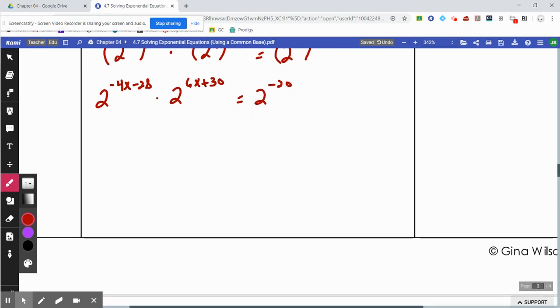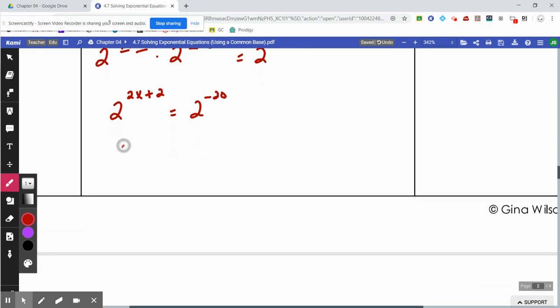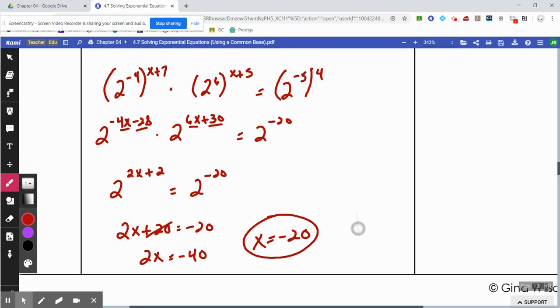Like bases, let's add our exponents. Negative 4x, we're just combining like terms. Negative 4x plus 6x gives me 2x. Negative 28 plus 30 gives me a positive 2, is equal to 2 to the negative 20. Exponents are now equal to each other. 2x plus 20 is negative 20. Subtract 20 gives you 2x is negative 40. So therefore, x has to be negative 20.